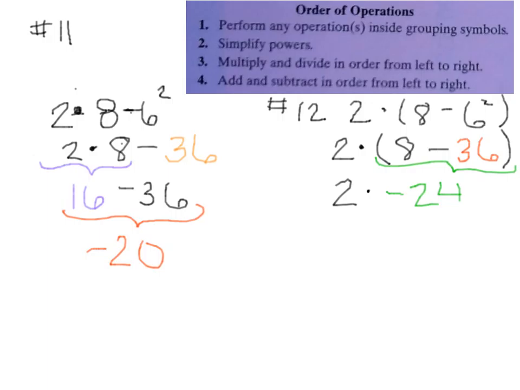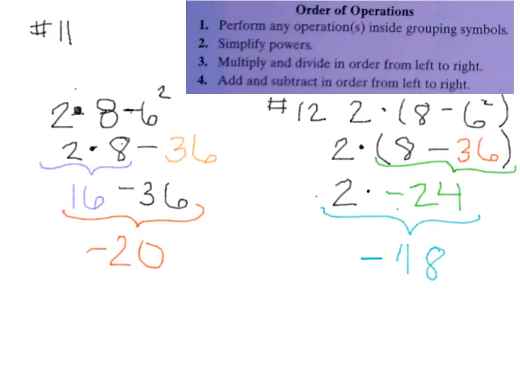And now I'm going to do the last thing, which is, of course, to multiply. I have 2 times negative 24, which is 48. I have a negative times a positive, so that gives me a negative 48 for my final answer.